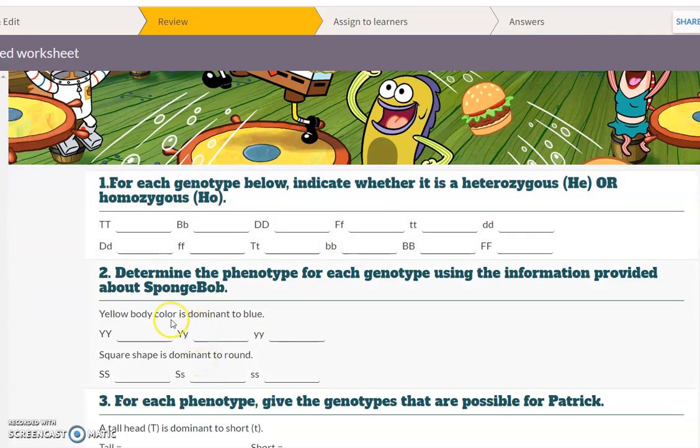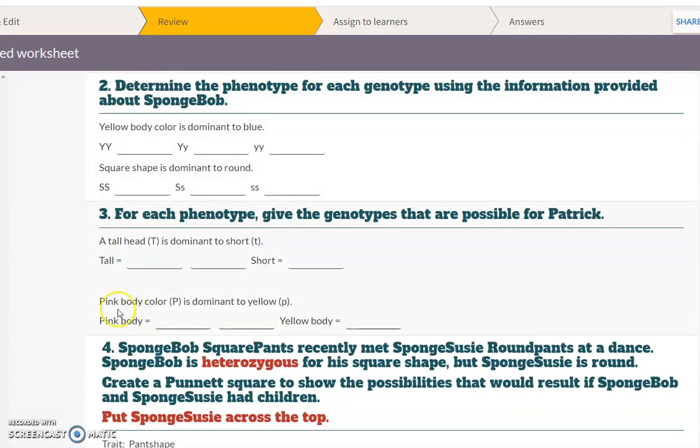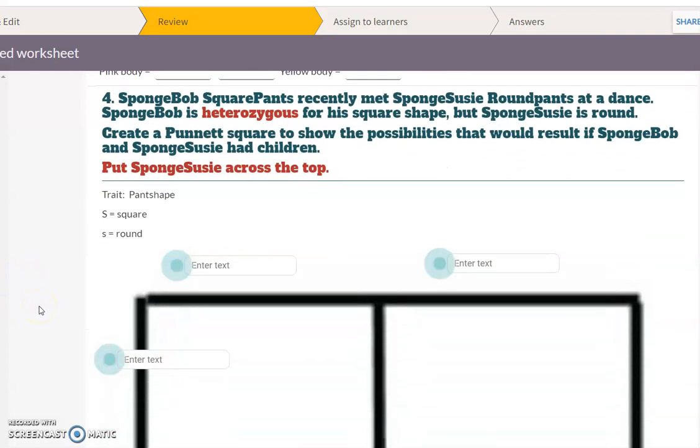The second part, you're given some genotypes and now you're to give the phenotype for each gene combination. The third part, you're given the phenotypes and asked to give the genotypes. Now, if there's two blanks, that means that there are two answers. And now you're going to work something out.